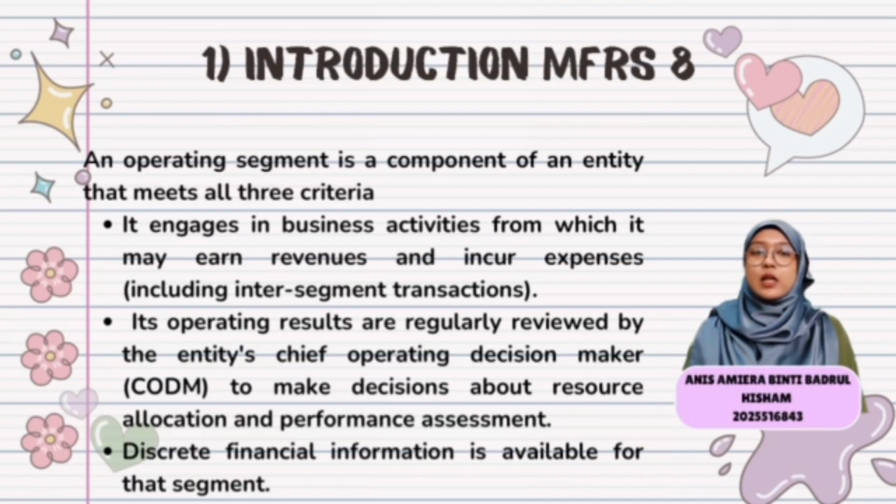Second, its operating results must be regularly reviewed by the Chief Operating Decision Maker, otherwise known as CODM. This review is essential for two key functions: allocating resources to the segment and assessing its performance against objectives. And finally, the third criterion requires that discrete financial information must be available for that specific component. Without readily available internal data, the component cannot be classified as an operating segment under the standard.